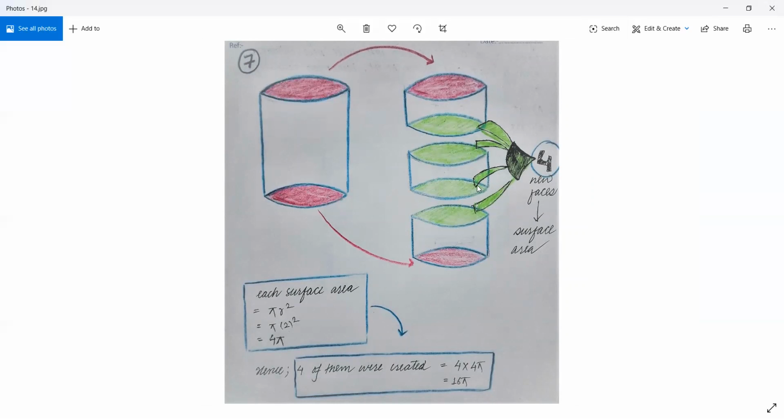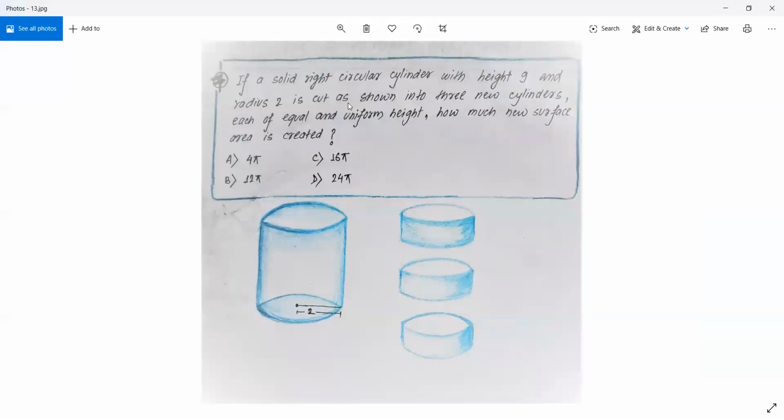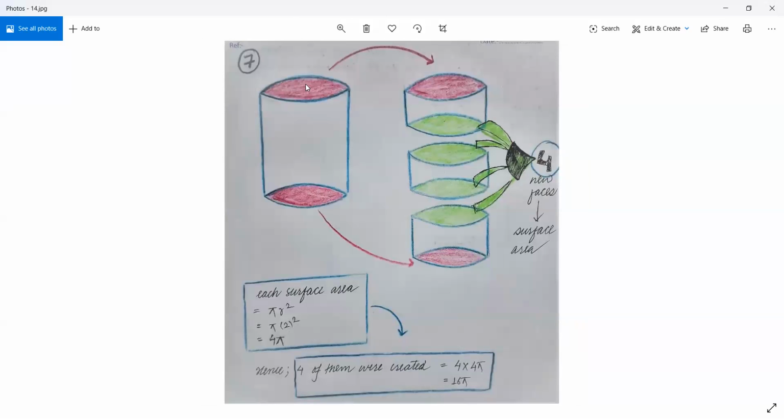So this green shaded part is newly created surface area. These red parts were already in the cylinder before you cut it into 3 parts. When you cut into 3 parts, this is the first surface area, this is the second, this is the third, and this is the fourth. So 4 new circular surface areas are created when you cut a single cylinder into 3 parts. For each surface area, you have the formula pi r square.